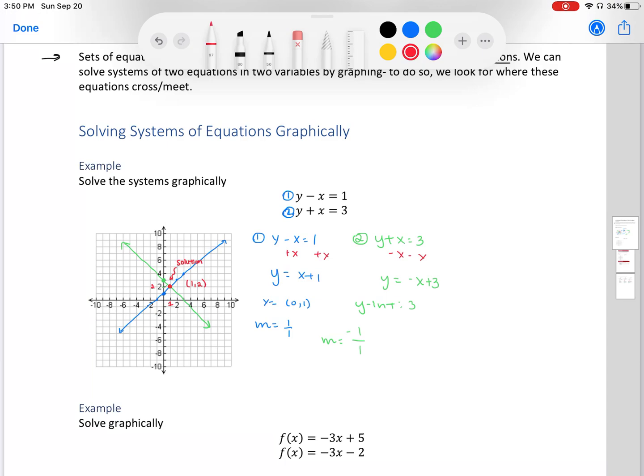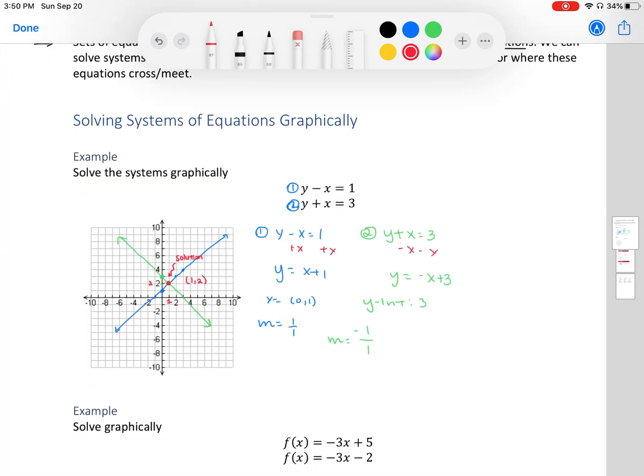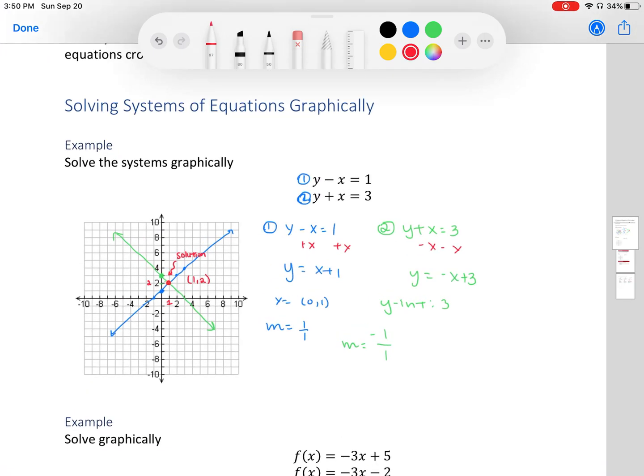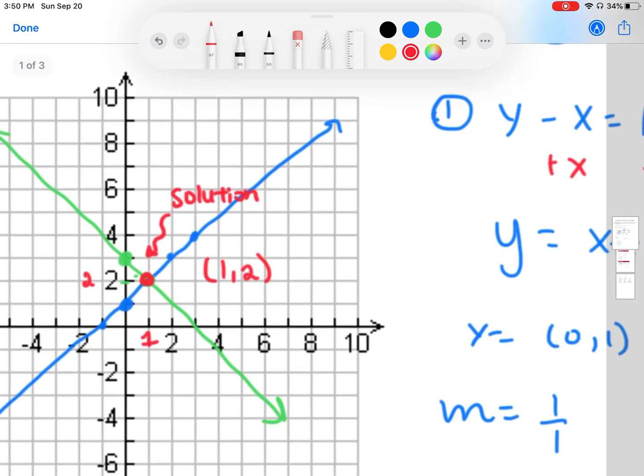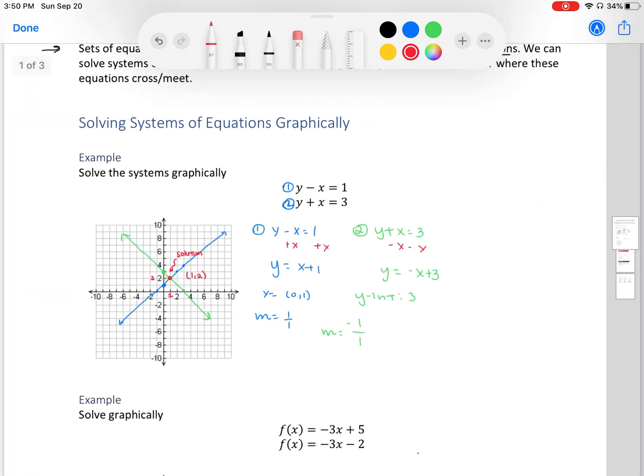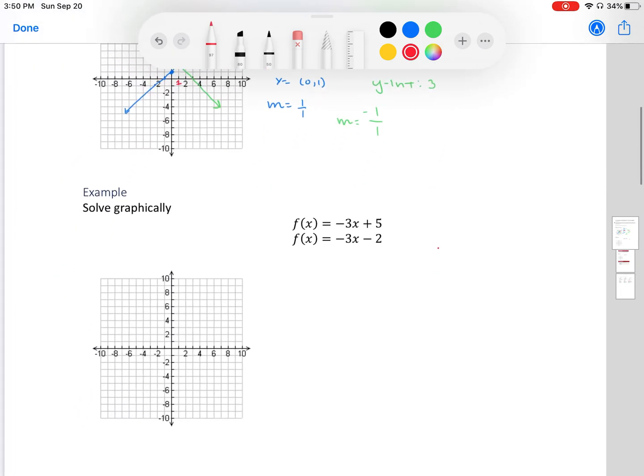Now, the reason we start off with this section is because it visually shows us what we're looking for. What the downfall is about graphing is, well, for this one, we were lucky that it met up at such a pretty point. But what if they don't meet up at exactly a whole number? How do you round? How do you write that fraction? How do you write that decimal? It's really hard to tell. Let's do this next problem.